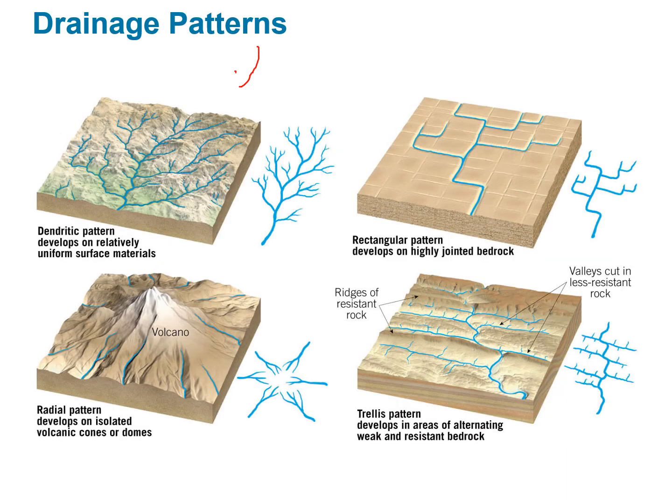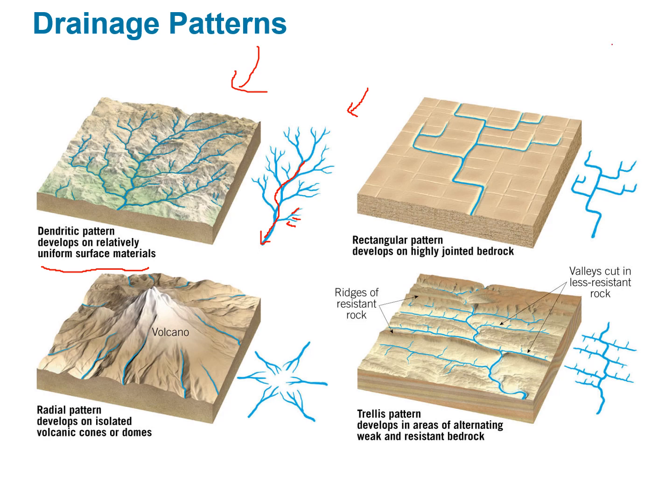So here's dendritic. This is the most common pattern, and it develops when the bedrock or surface materials are uniform. And what it looks like, it kind of looks like a tree without any leaves. And so here's like the main artery. The flow is in this direction. And then these are all the little smaller order streams kind of contributing to the main flow here.